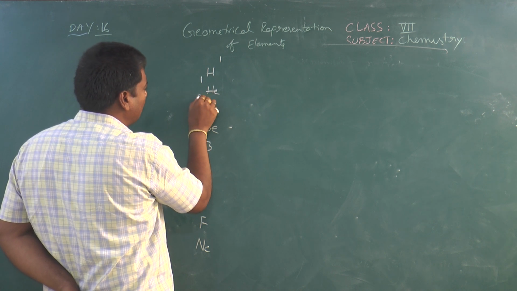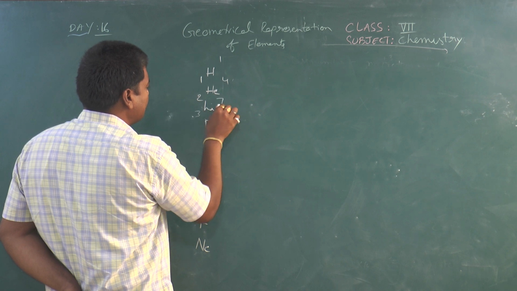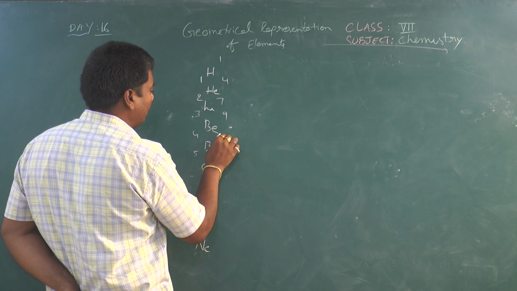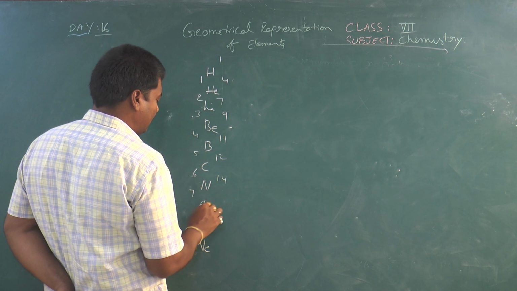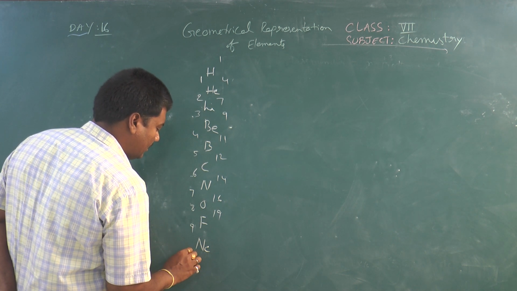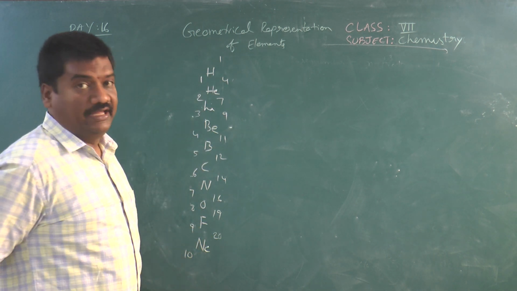Helium, if you take it, is 2He4. Lithium 3, 7. Beryllium 4, 9. Boron 5, 11. Carbon 6, 12. Nitrogen 7, 14. Oxygen 8, 16. Fluorine 9, 19. Neon 10, 20. These are the symbolic representations for the elements.